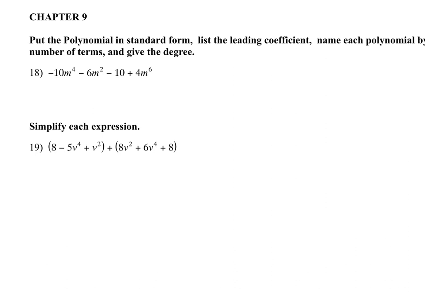All right, so this is asking you for a couple of things. Standard form here. Well, standard form means highest degree to lowest. So I look through here and I say my highest exponent is the 4m to the 6th, and then I'm just going to go down from there. Minus 10m to the 4th, minus 6m squared, and then my minus 10. That is standard form. Once it's in standard form, my leading coefficient is just that first number, 4.